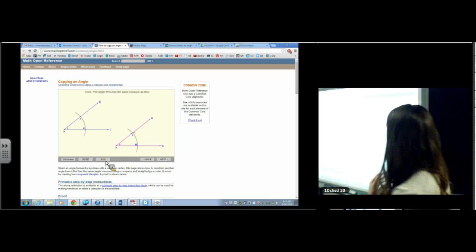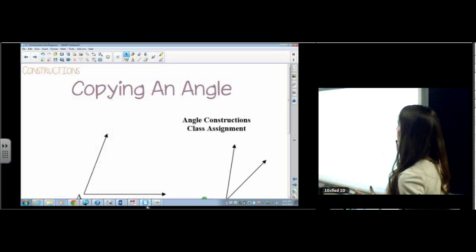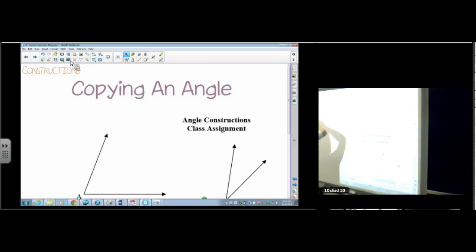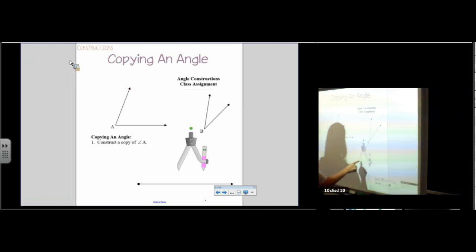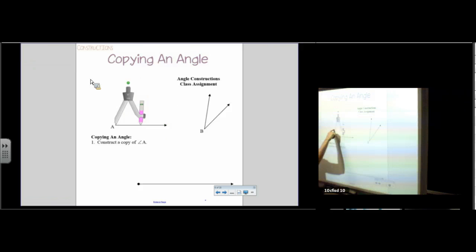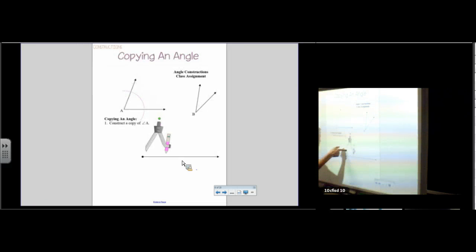Okay, now I'm going to show you. So you're still not touching your compass. You are not touching your compass. Okay, so step one, put your needle on the vertex and make an arc. And then you go down to your ray and you make the same exact arc.